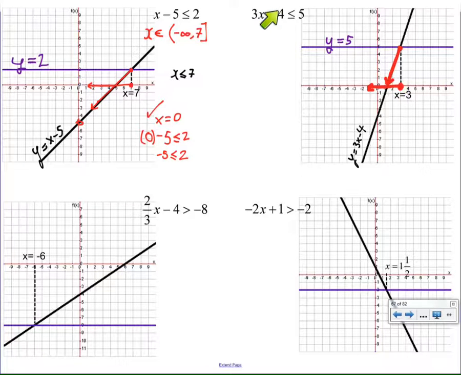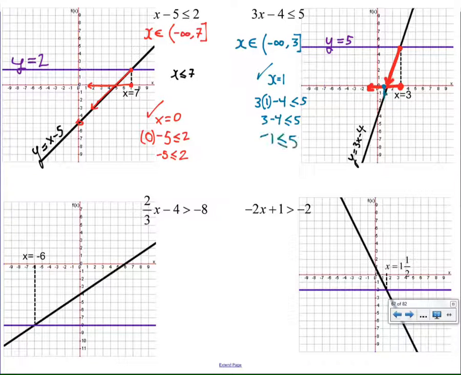Now, again, what I'm looking for is values where the line is less than 5. When x is smaller than 3, it produces values for the left-hand side that will always be below 5. Therefore, I write my solution set as x is any number from negative infinity to 3, including 3 again because of less than or equal to. The verification: any value of x that's less than 3 should make this true, which it does, so I will count all of these as correct. Now in this one we have greater than instead of less than or equal to, but the method is the same.